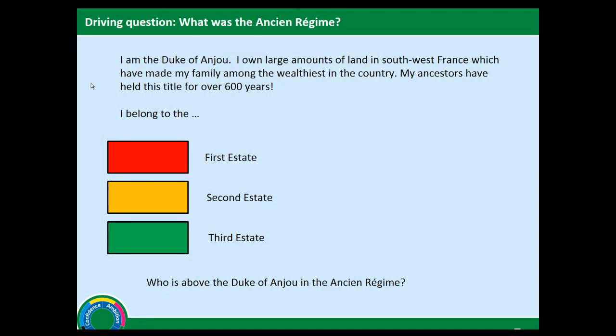I am the Duke of Anjou. I own large amounts of land in southwest France, which have made my family among the wealthiest in the country. My ancestors have held this title for over 600 years. I belong to the first estate, second estate, or third estate. Your extension question is, who is above the Duke of Anjou in the Ancien Régime? Pause while you answer this question.